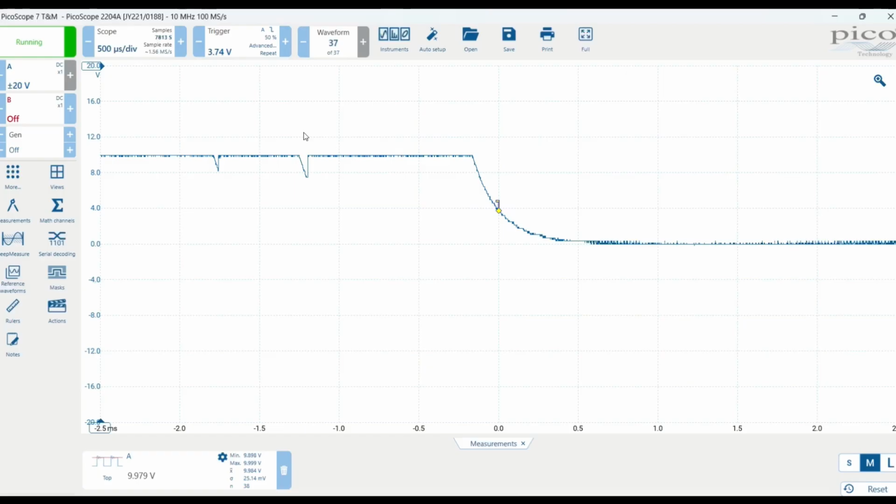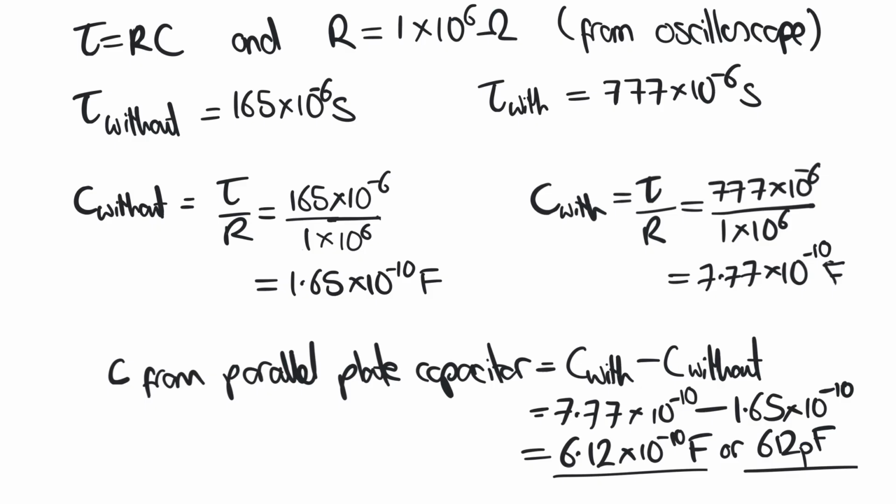After a few attempts, I managed to get a clear trace, and I can see that the time constant of that is 165 microseconds. The analysis is now quite straightforward because I know the resistance from the impedance of the oscilloscope was 1 times 10 to the 6. So taking the time constant without the parallel plate capacitor, I can work out the capacitance without the parallel plate capacitor by just dividing by that resistance, which gives me 1.65 times 10 to the minus 10 farads.